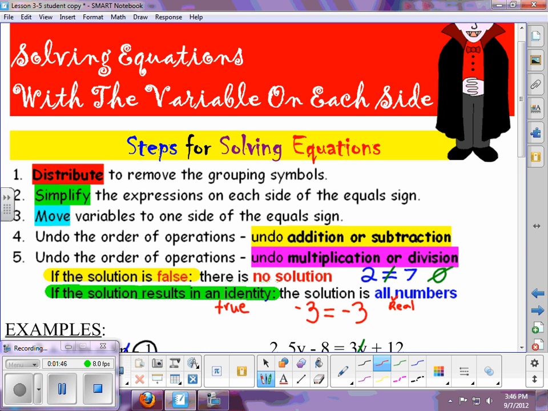There is a symbol for that as well. The symbol for all real numbers looks like this. It looks like I'm making the 2 L's in the word all. And it looks like I'm making an R right on top of those 2 L's. That symbol, again, means all real numbers. So false means no solution. True means all real numbers.